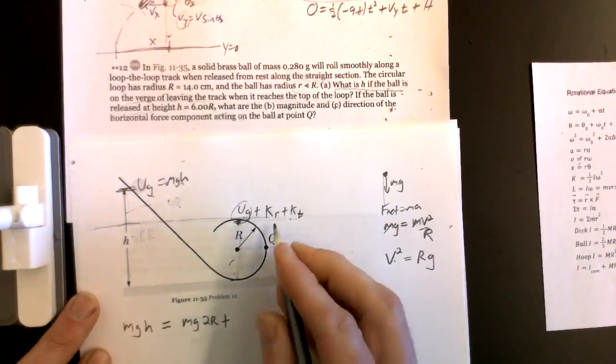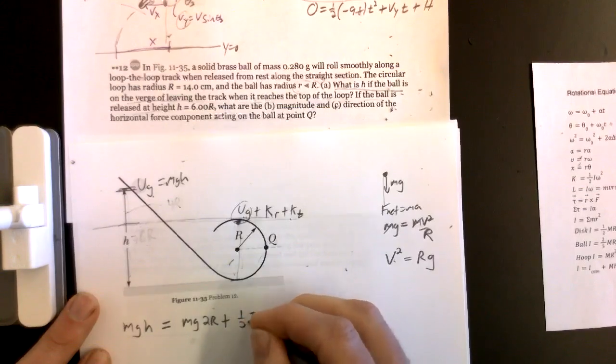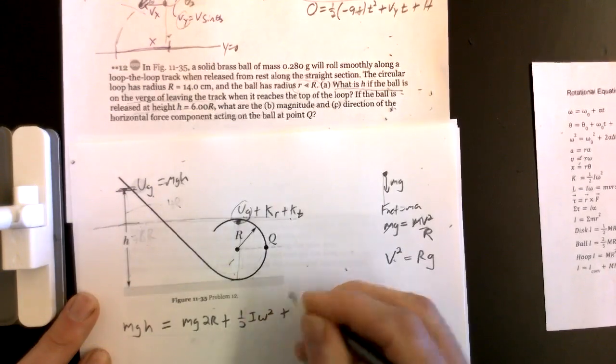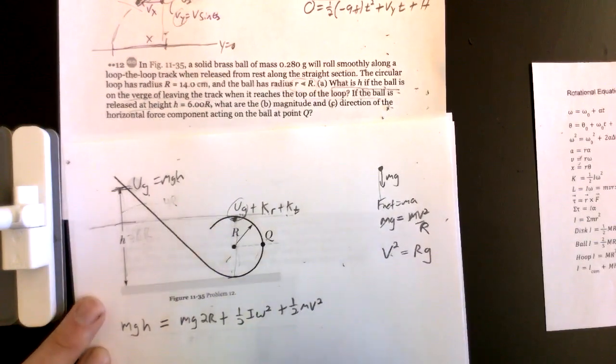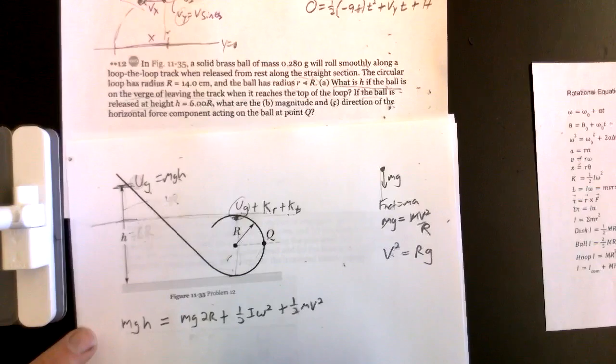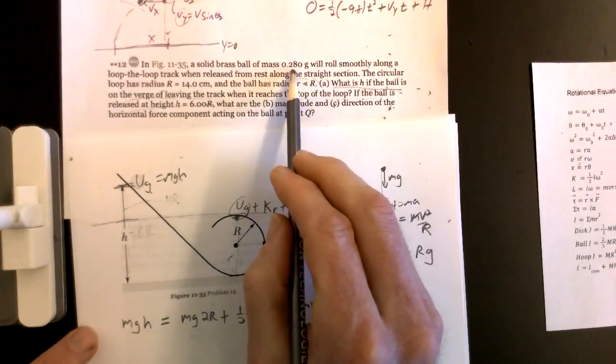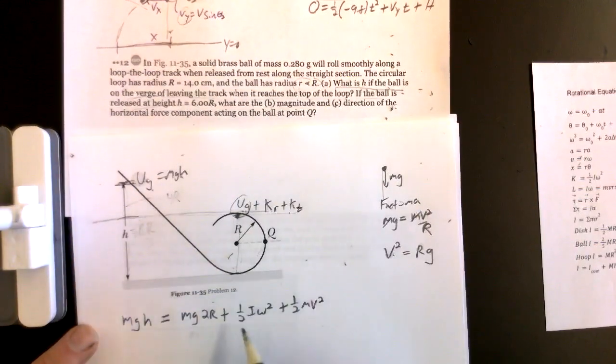I'm going to add in the rotational kinetic energy, 1/2 I omega squared, plus the translational kinetic energy, 1/2 mv squared. Ostensibly, the mass is going to cancel. Even though we're given the mass right here, I think the mass is going to end up canceling out. So what are we doing with all this? There's a lot going on in here.